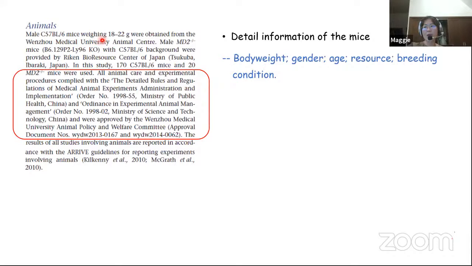Here I'll set weighing 18 to 22 grams. And also the gender of the animal, the male mice. And then the source where you get these animals: we obtained these animals from the animal center at our university. And also you need to mention the breeding conditions of the mice. They live in the animal room. They have free access to food and so on. So this is the detailed information of the mice. You need to mention it clearly in your manuscript.